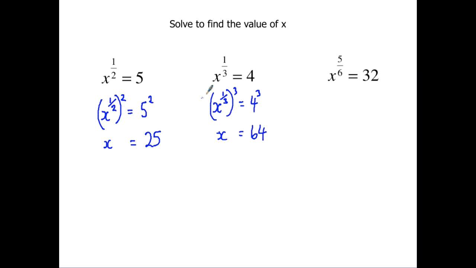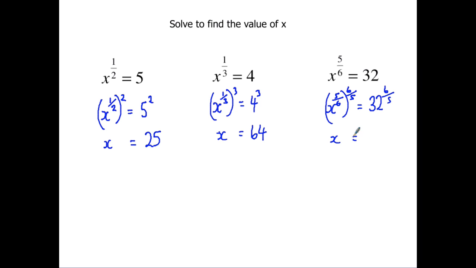Now bear in mind, the reason we've done both of those there is because these two numbers multiply together to give us 1, hence get us back to just x, x to the power of 1. So we can use the same piece of information here. If I've got x to the power of 5/6 and I want to return it to x to the power of 1, I'm just going to raise it to the power of 6/5. We'll do that to both sides. So that will give me x.